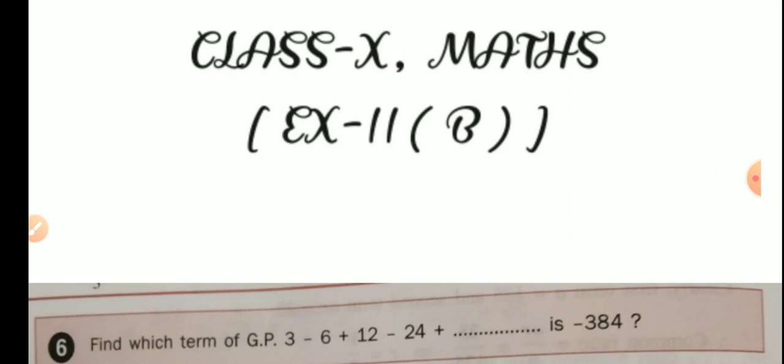Today I am going to explain exercise 11B. In this exercise, no new concept is there. In the last video I told you the nth term or general term of a GP. So based on the same concept, some more questions you are going to study.